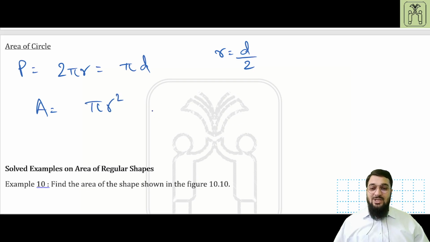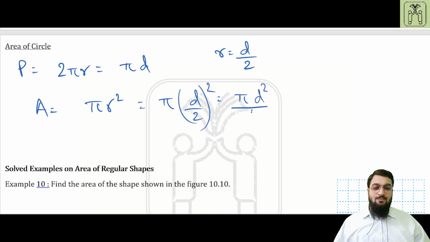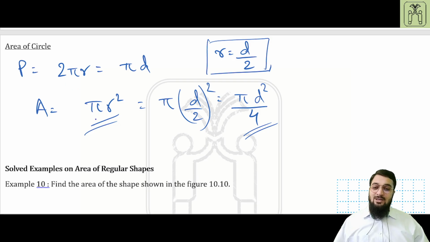Or if we use d, what can we do? Pi d upon 2 whole square, that will give us pi d square upon 4. So either this formula can be used or this formula can be used. R is equal to d upon 2 will be remembered from now on, and perimeter P is equal to 2 pi r or pi d, or area is equal to pi r square or pi d square upon 4. What was the value of pi? 22 by 7 or equal to 3.14.